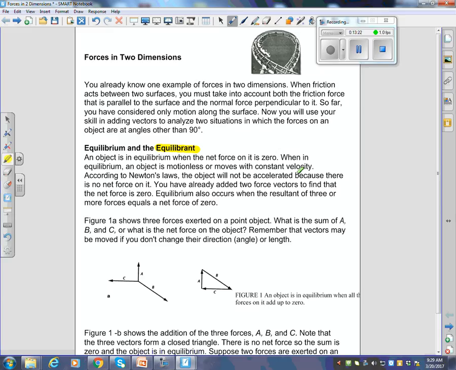So as we did in grade 11, I demonstrated here. I'm going to go three different colors. There's red, blue for B, black for C. And if you add them up, right, there's A, there's B, and there's C. Where do you end up? Right back where you started. So the net force here is zero. They are said to be in equilibrium.